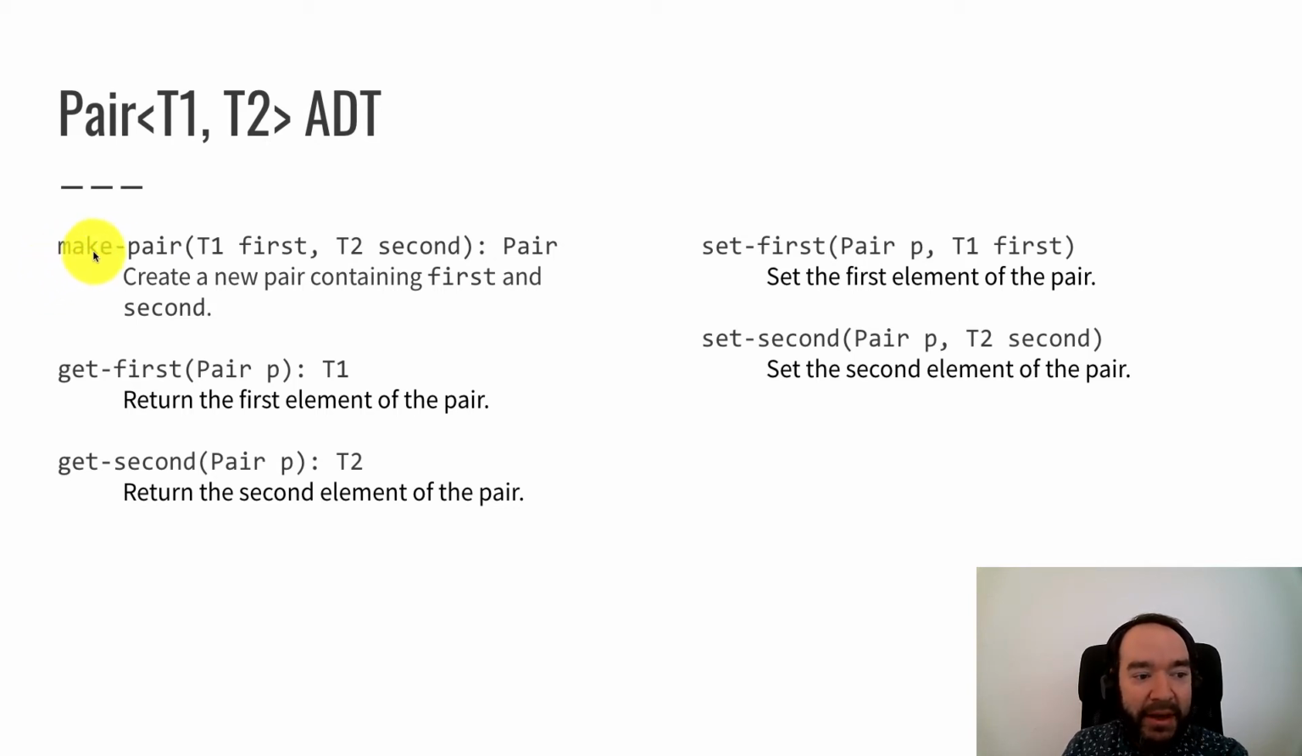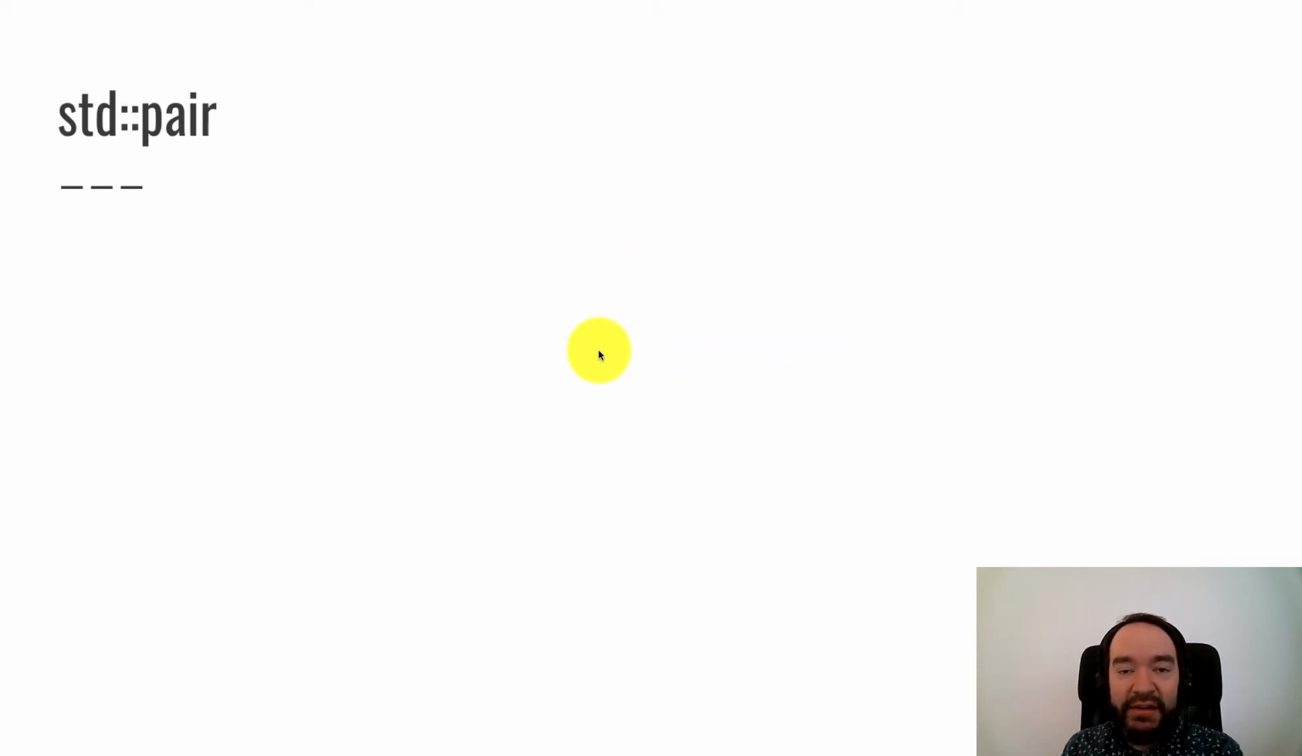We need a make pair function or operation that takes the first element and the second element and returns a pair, and that creates a new pair containing those elements. This is how you get a pair created in the first place. We've got accessors to get the first. You give it a pair, it gives you the data type of the first element. Get second is analogous to that. You give it the pair object, and out comes the second element of that pair. And there are setters. You can set the first and you can set the second. So pretty simple, but the point of this abstract data type notation is to define exactly what a pair can and can't do.